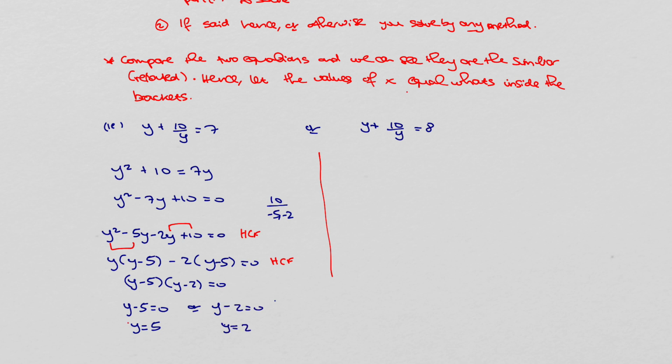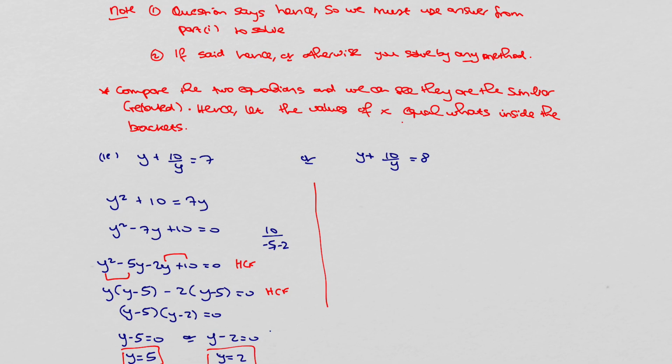But of course, that's only one of the equations. We now have a second one to look at here on the right-hand side. So if I multiply both sides across by y again, I get y squared plus 10 equals 8y. So y squared minus 8y plus 10 equals 0. So what are the factors that multiply to give me 10 and add to give me 8? Is actually none this time.